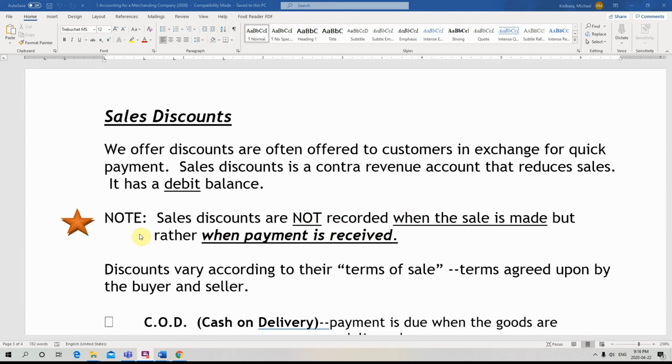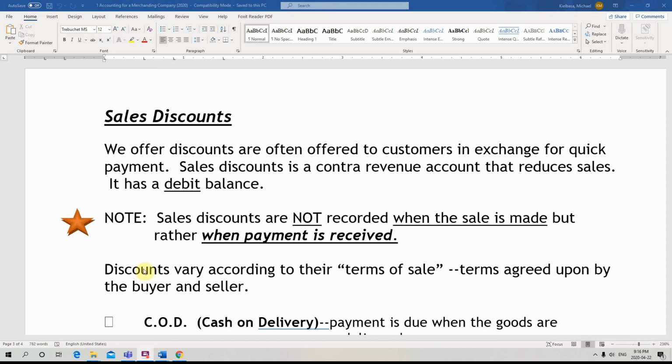Now, similarly, purchase discounts are not recorded when the purchase is made, but when payment is sent. Okay, so you have to understand that. That's key. Okay, when you're recording these transactions.